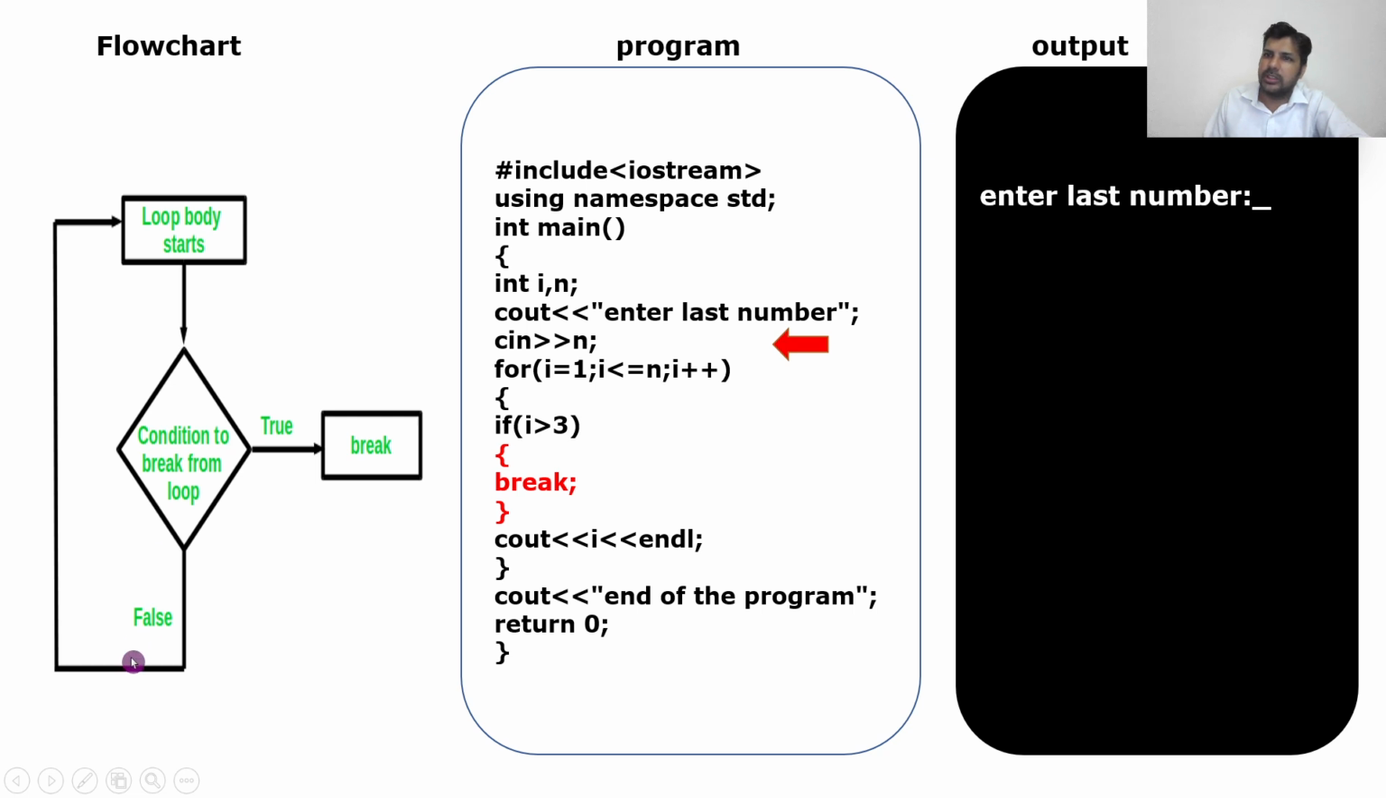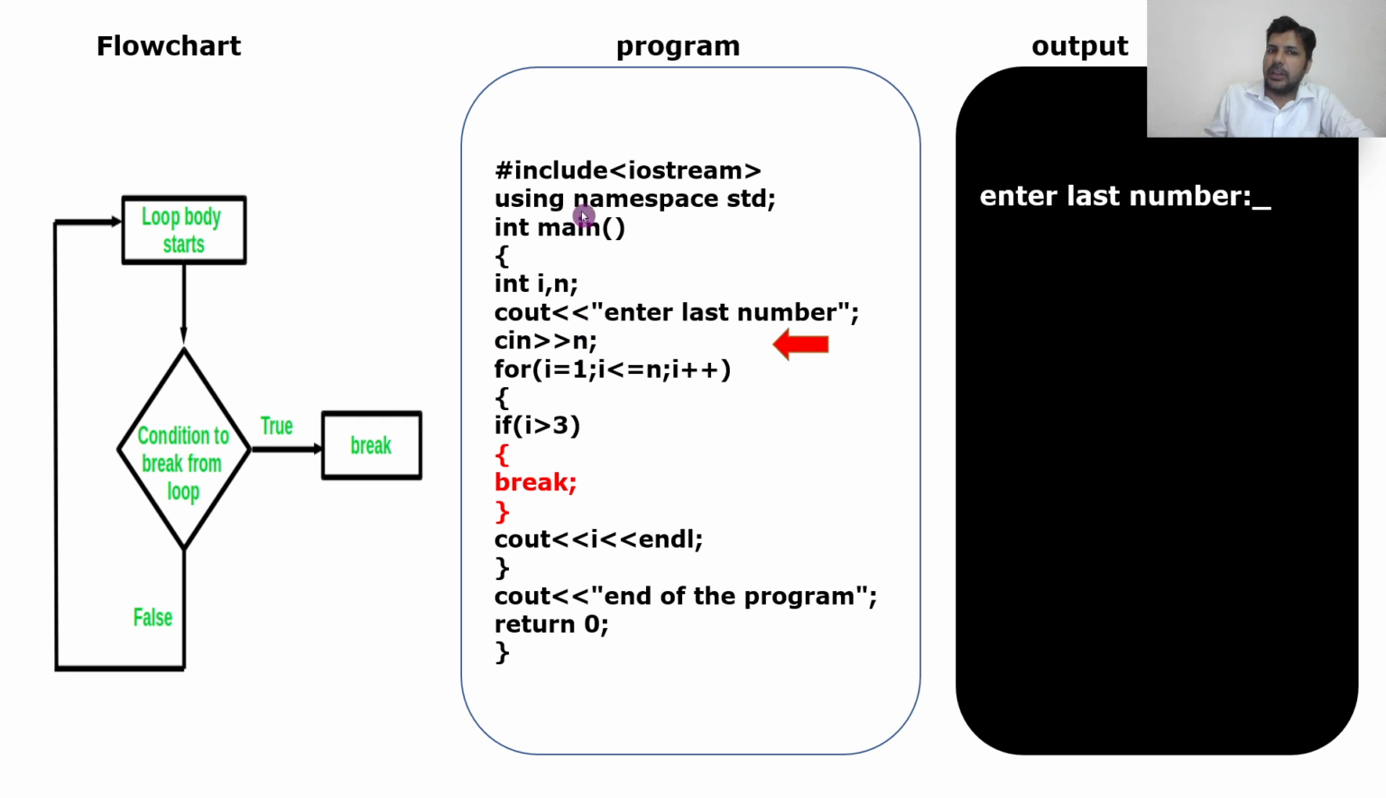You can see here there are three sides of a PowerPoint slide: left, right and middle. On the left side there is a flow chart which explains how the break statement works. On the right side you have the output, and in the middle we have the program. I have taken i and n. The i value is the starting value, which is 1, and for n we enter the last number. You can change it to different numbers each time. Let me run the program so you can understand easily.